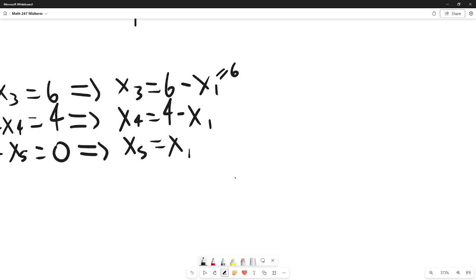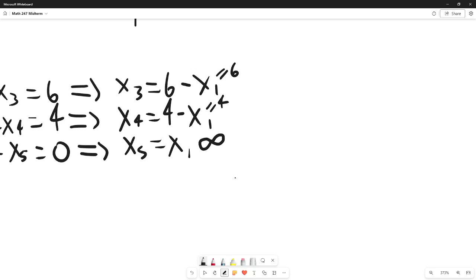Similarly for x4, the closest we can get to is when x1 is equal to 4. And with x1, the highest we can go without turning x5 negative is infinity. That's because x5 is equal to x1. And if we're infinitely increasing x1, x5 will never become negative. So that's why x1 can increase forever.